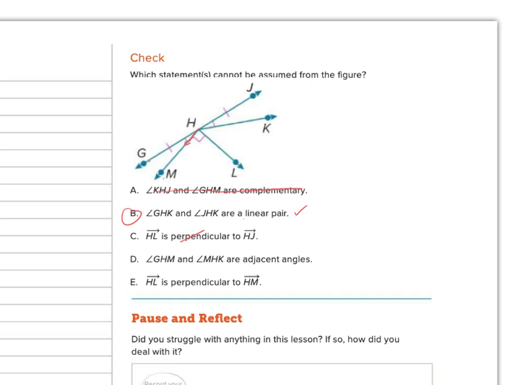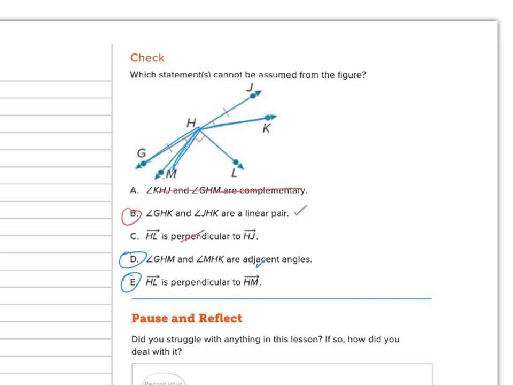GHM and MHK are adjacent. That is true. They share a side and a vertex. And then HL is perpendicular to HM. We just said a second ago, yes, that is true.